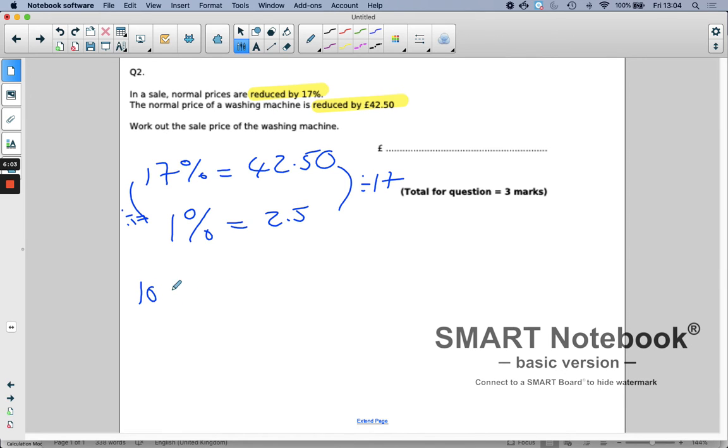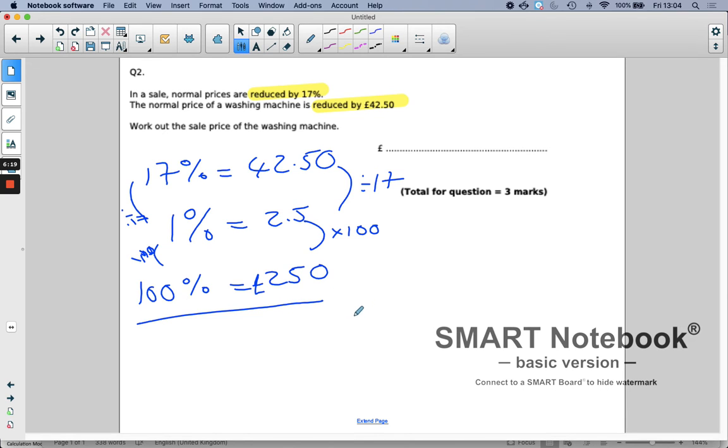That means 100%, which is times it by 100. Times this by 100. 100 times by 2.5 will be 250. So the original price was £250.